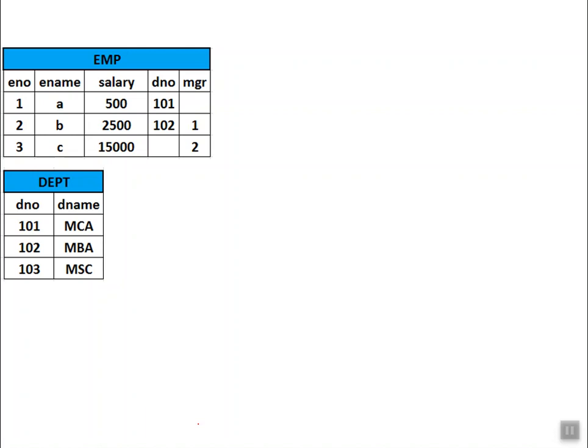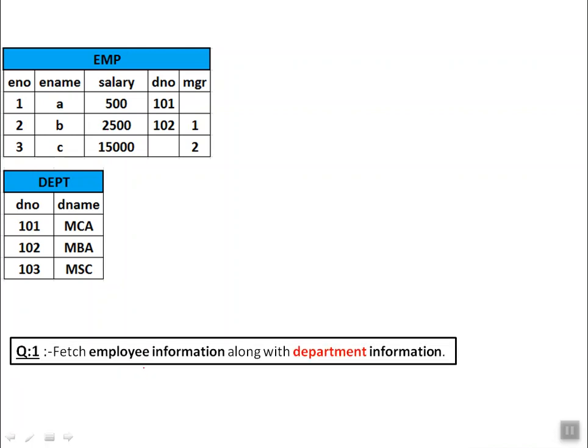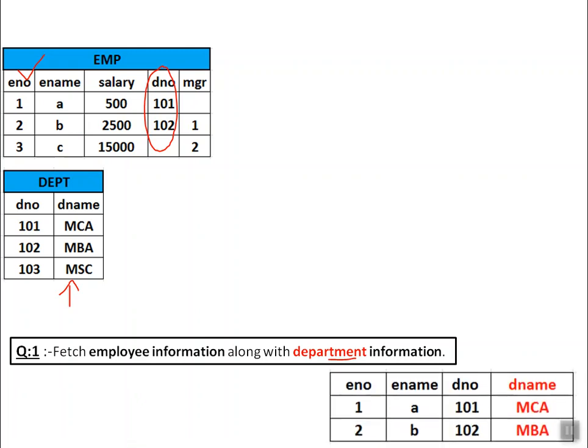Start with the first one. Here is the employee, here is the department. Fetch employee information along with department information. So ultimately, what output do you require? Look at this. Here is the information, here is the department number. I have only the department number in employee, but I need the department name as well. For that, you have to join these two tables. So the number of columns will be 7, the number of rows will be 9.